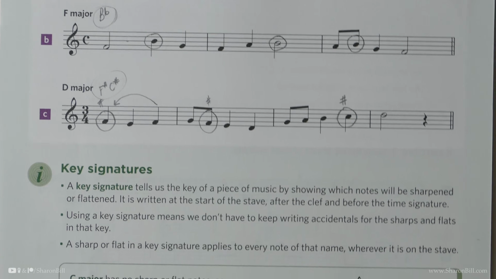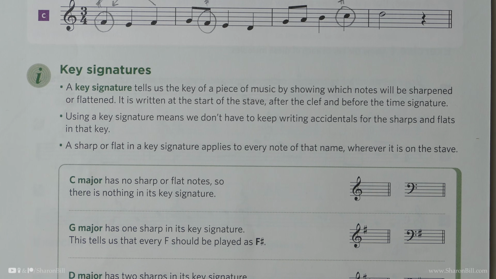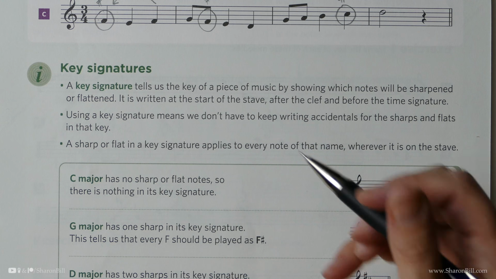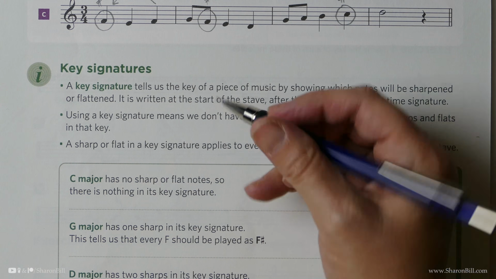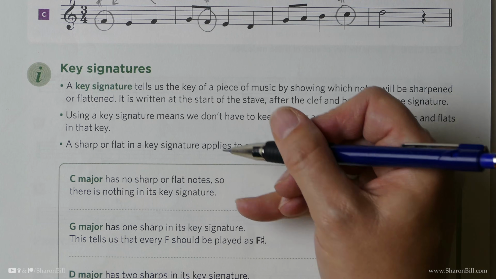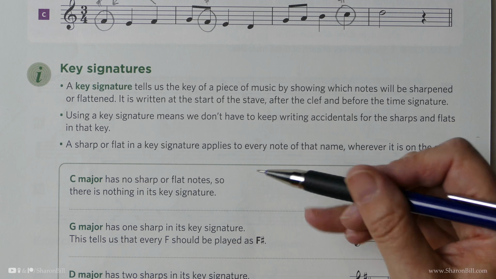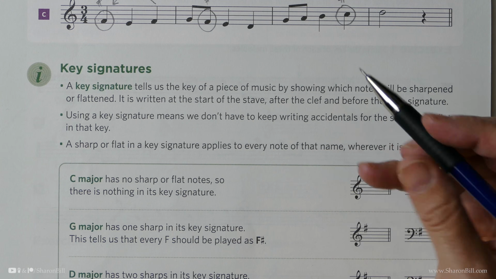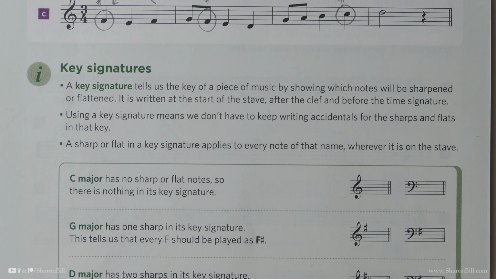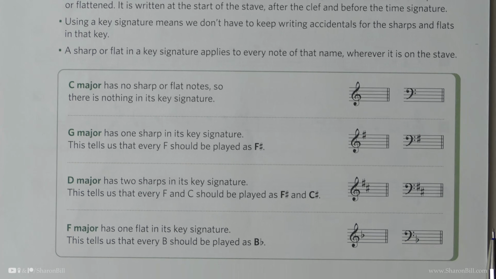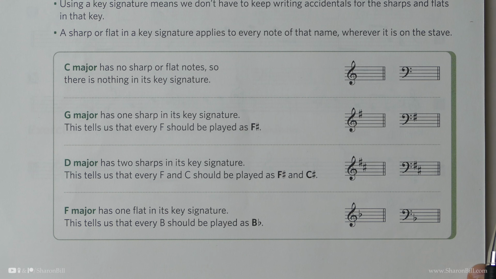A key signature tells us at the very beginning of a piece of music, and it's on every single line. The time signature is written once at the beginning, but a key signature is written on every single line. There's a constant reminder of which sharps and which flats need to be remembered throughout the whole piece. And so a quick glance at the beginning of a piece of music will tell us what the key structure is. And so we know that C major has no sharps or flats.